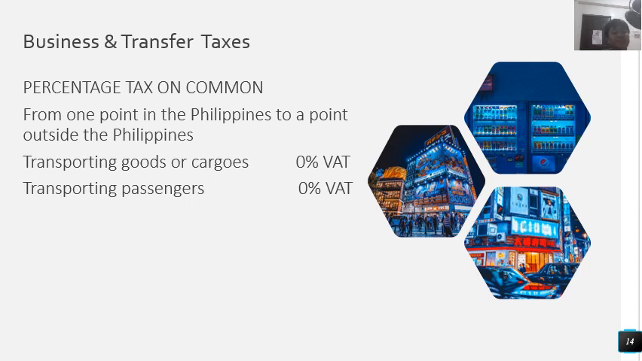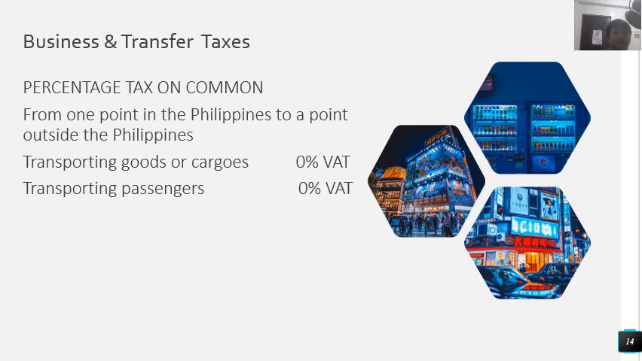Percentage tax on common carrier from one point in the Philippines to a point outside the Philippines. So, ito na yung from the Philippines to other country pag transport of goods or cargoes, 0% VAT. Pag transport of passenger, ganun pa rin, 0% VAT. Hindi siya 12%. So, ang 0% VAT is subject to VAT pa rin siya. Kaya nga lang, ang rate niya is 0%, hindi 12%.